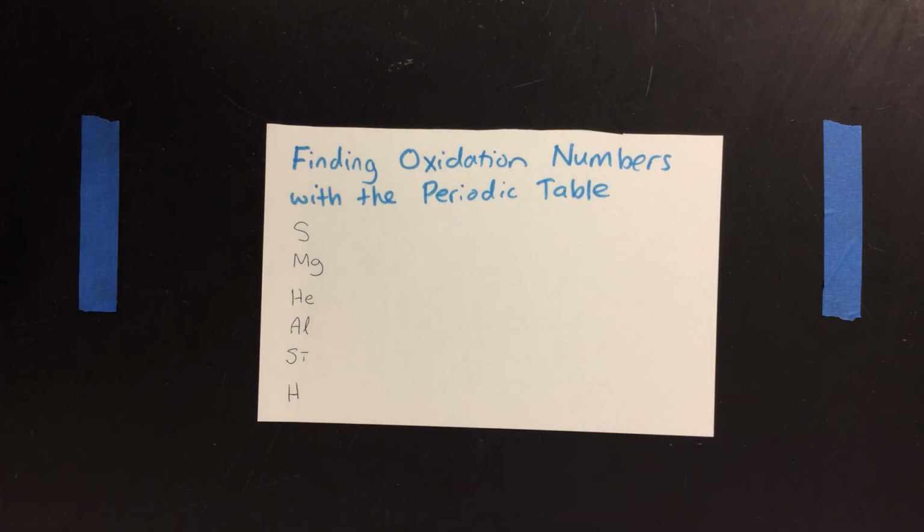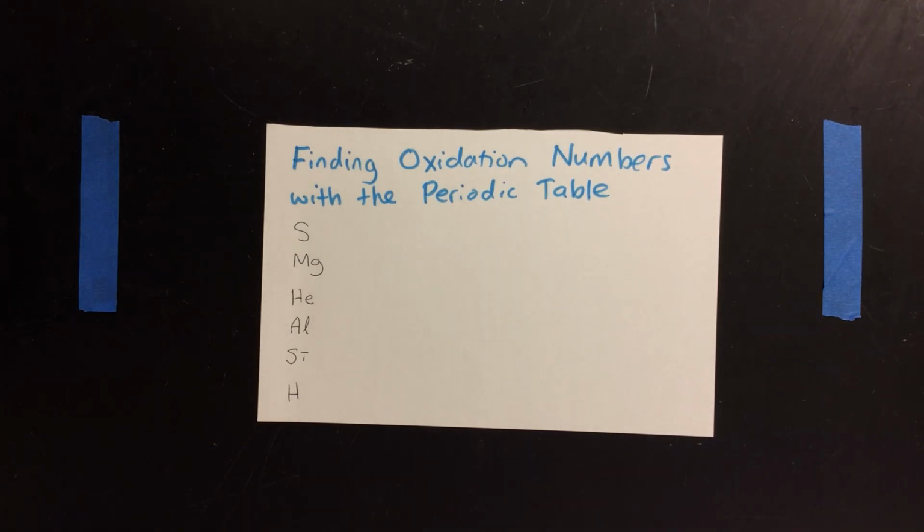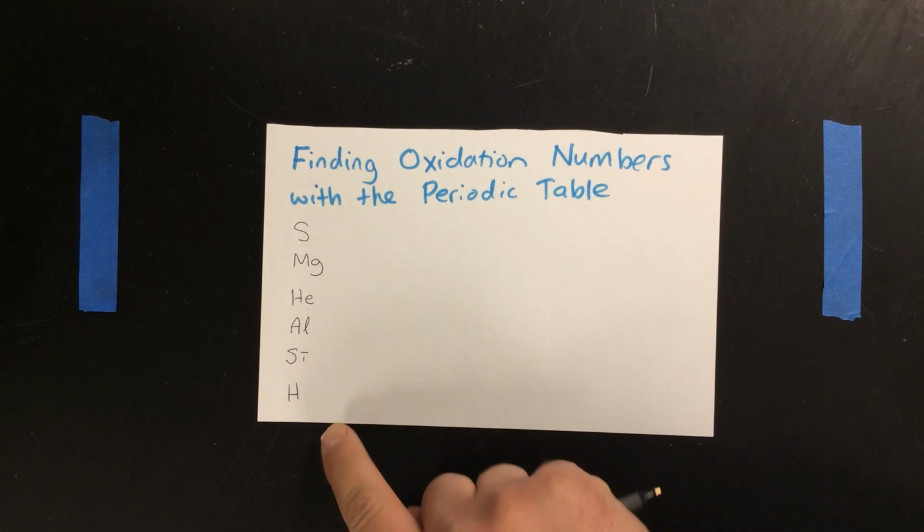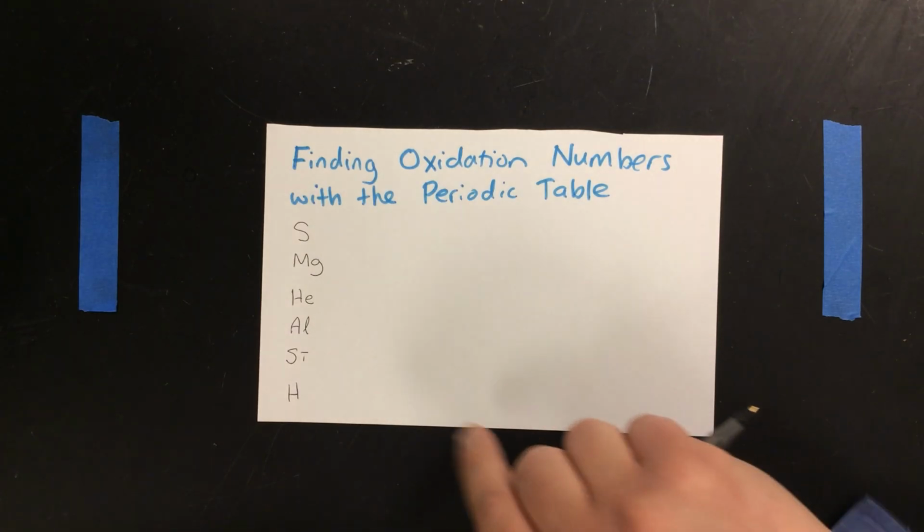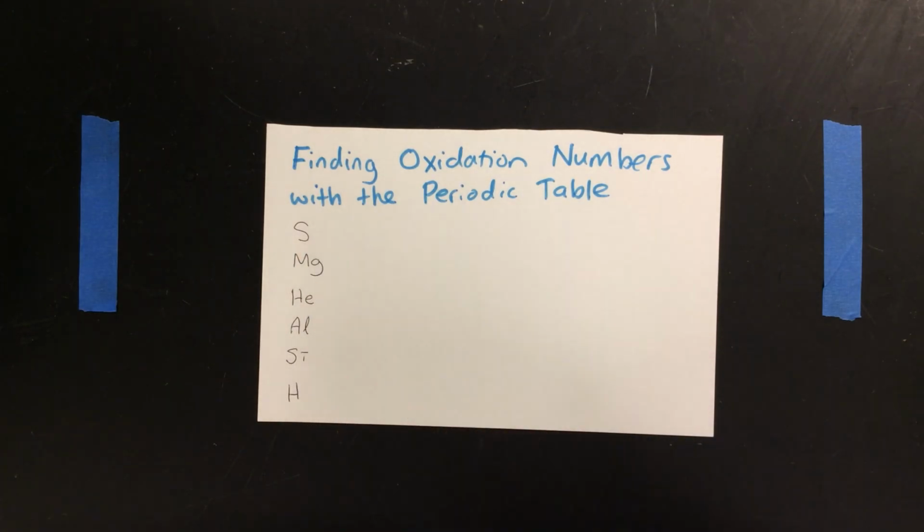Hi, in today's lesson we're going to learn how to find the oxidation number an element would like to have using only the periodic table. In earlier lessons we've learned how to do that using an electron layer diagram and a bunch of pennies. But chemists don't exactly carry around a bunch of pennies. So what we're going to do is go through some examples to show you how this works. Let's start with sulfur.